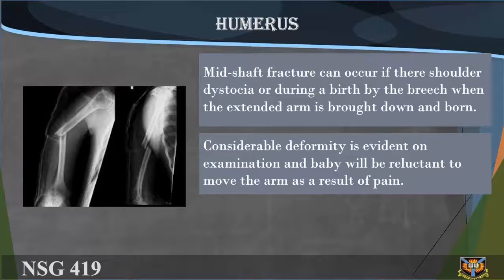Humerus. Mid-shaft fracture may occur if there is shoulder dystocia or during a breech birth when the extended arm is brought down. Considerable deformity is evident on examination and the baby will be reluctant to move the arm as a result of pain.